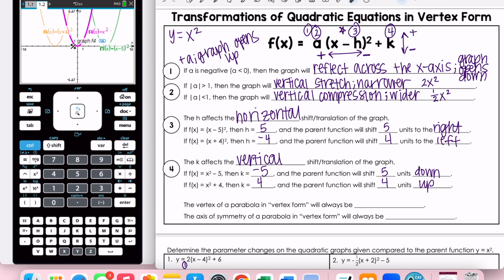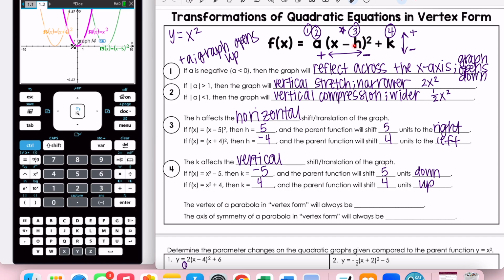So again, looking at our equation in vertex form, there again are 4 locations you want to look. First is in front of the value of a. If it's positive, your graph opens up. But if this is negative, this means that your graph reflects across the x-axis and that your graph opens down. The value of a, if it's greater than 1, we call that a stretch. Your graph gets more narrow. If it's less than 1, that is a compression. Your graph gets wider.